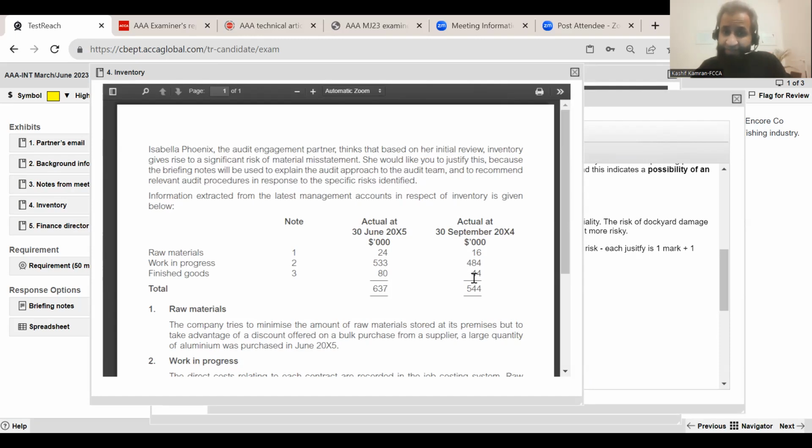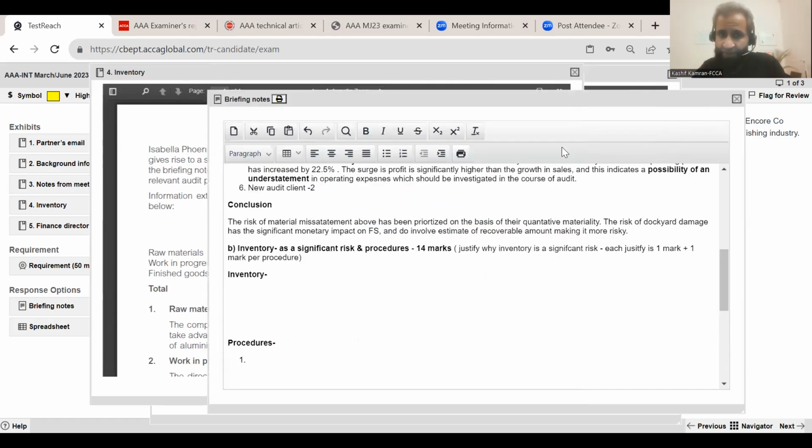So total inventory is $637,000, and it comprises raw material, work in progress, and finished goods. Each one of them has specific issues, which we will address shortly. But overall inventory, $637,000, is material, right? Because our materiality level is $24,500. So it's quite a significant balance considering our materiality is just $24,500. So that's the first reason why inventory is identified as a significant risk.